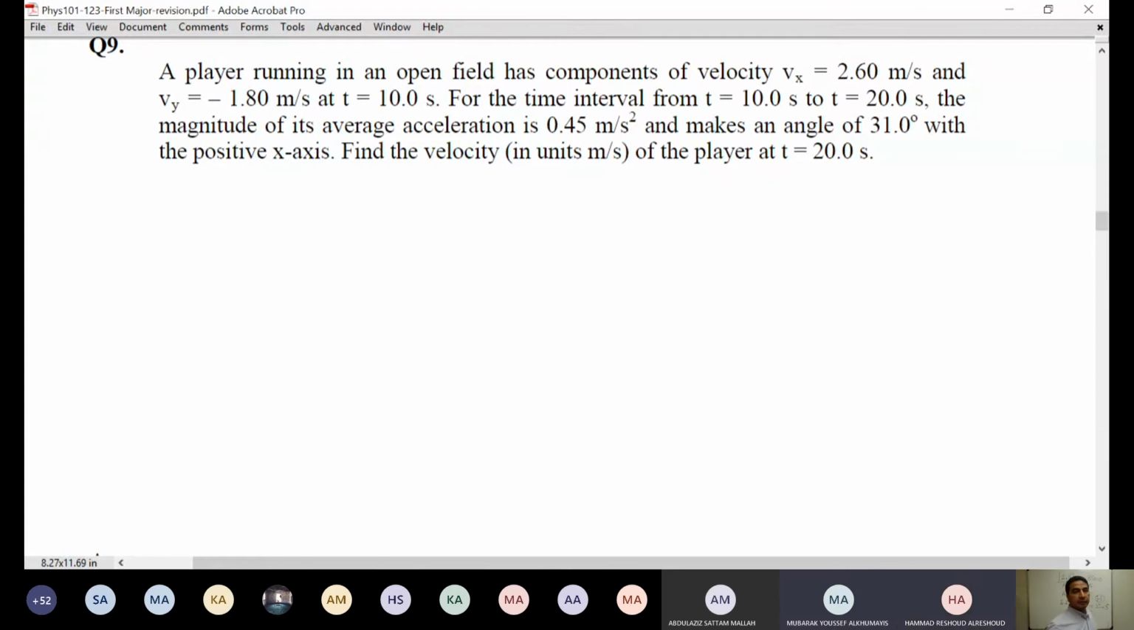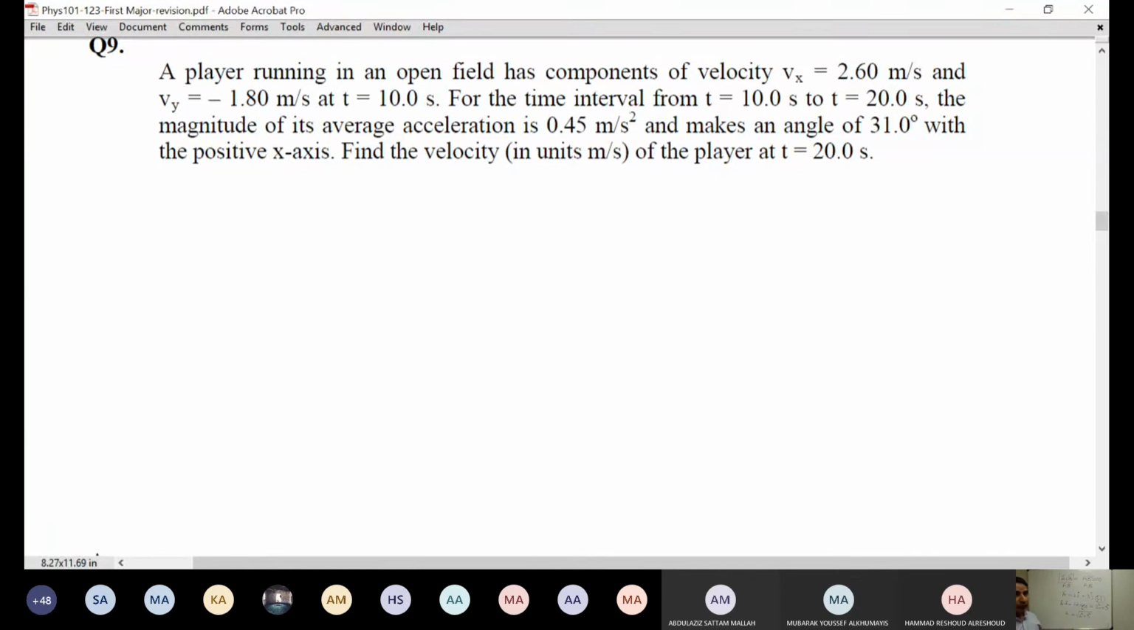So this is the last problem, guys. A player running in an open field has components of velocity Vx and Vy at t equal to 10 seconds. For the time interval from t equal to 10 seconds to t equal to 20 seconds, the magnitude of its average acceleration is 0.45 meter per second squared, and makes an angle of 31 degrees with the positive x-axis. Find the velocity in units meter per second of the player at t equal to 20 seconds.